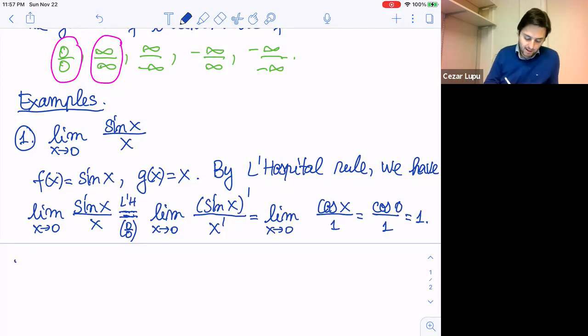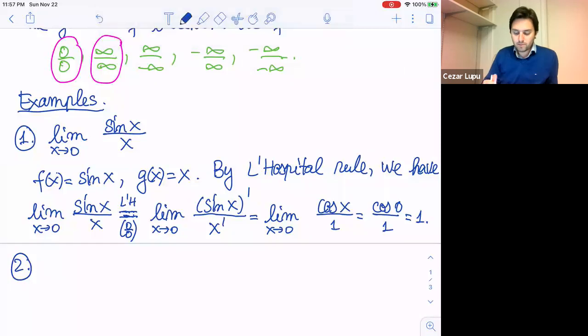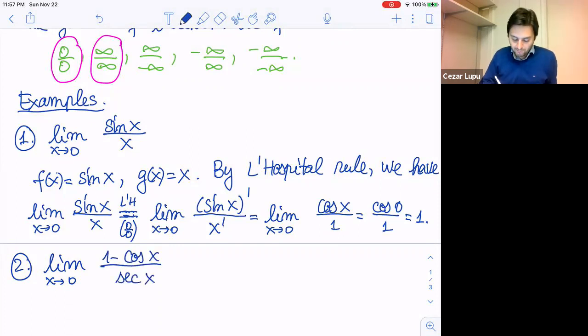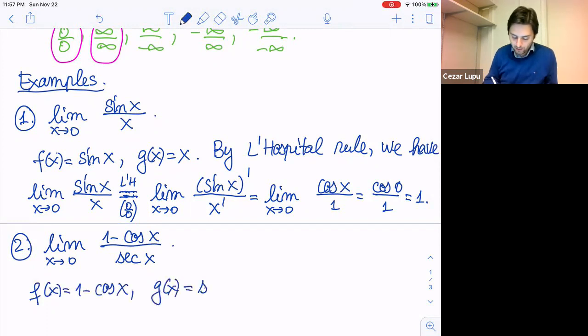All right, now let's see a second example. So we will do a bunch of examples throughout this lecture. The second one that I have in mind is, let's see, the limit as x approaches 0 of 1 minus cosine of x over secant of x. Right, so in this case, f of x is 1 minus cosine of x, and g of x is secant of x.